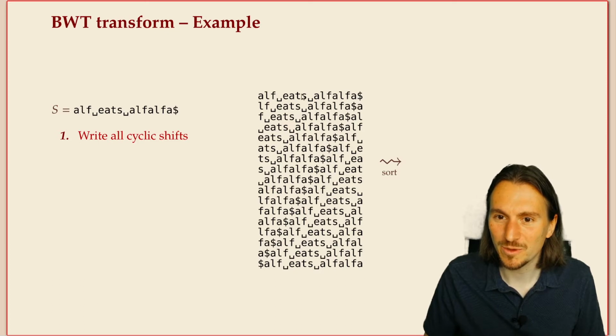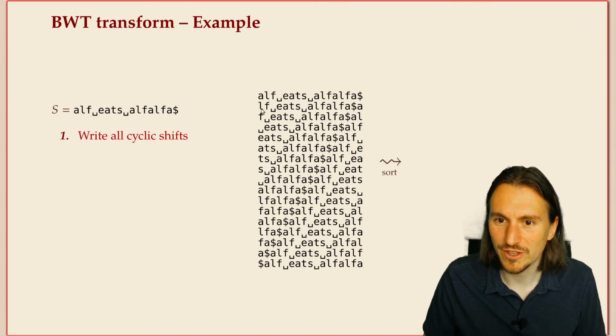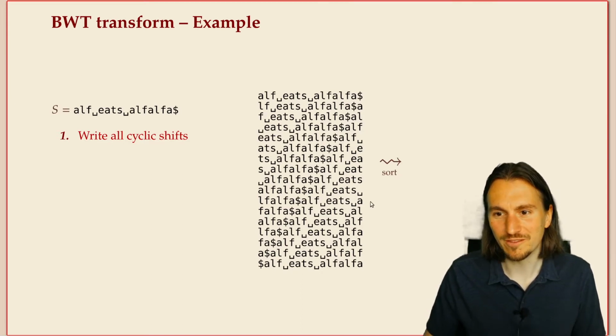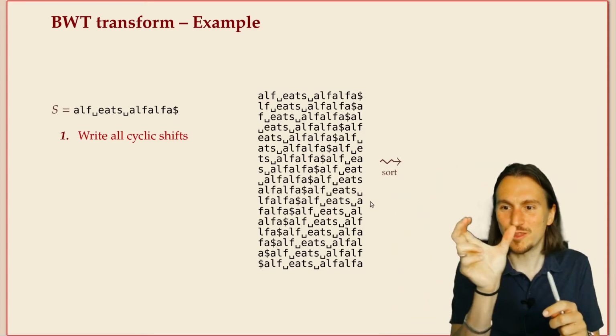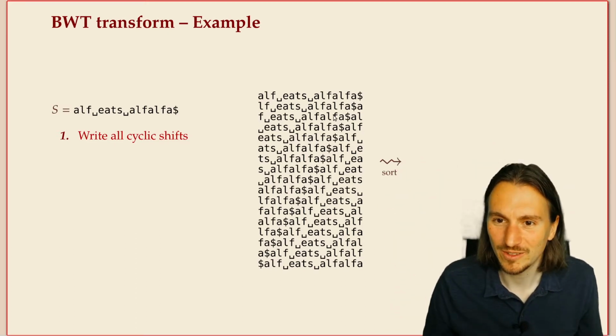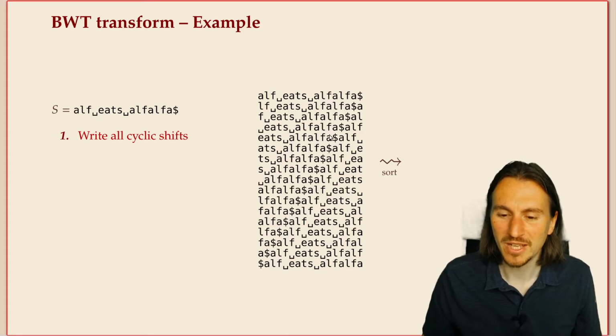So this is the text with the dollar at the end. You get all cyclic shifts by starting at a certain position and then starting from the beginning modulo the length of the text again. So these are all the cyclic shifts, right? Starting at all positions, and you see visually how you just shift things by one character to the left when you move down one line.